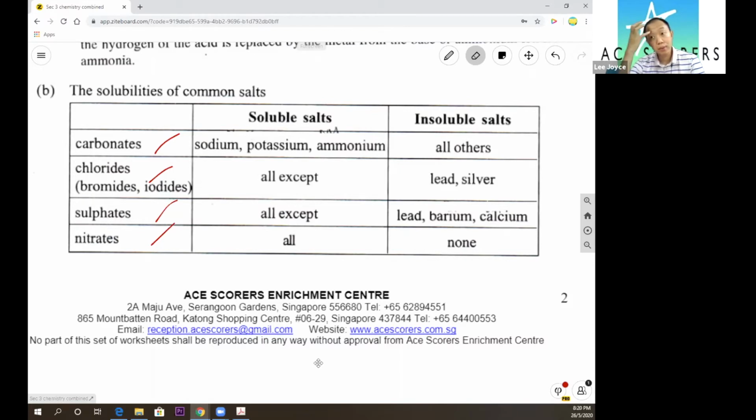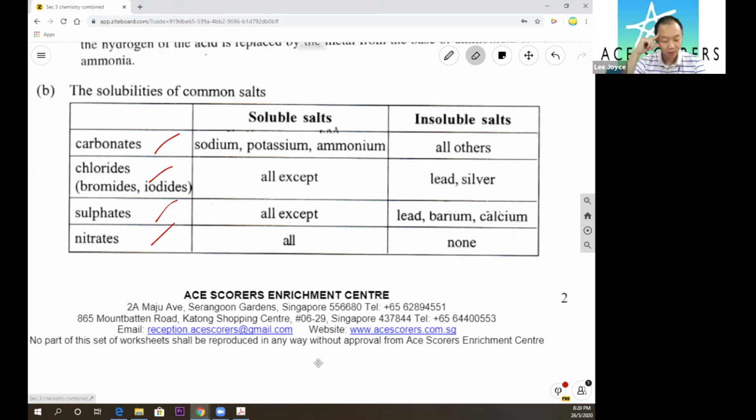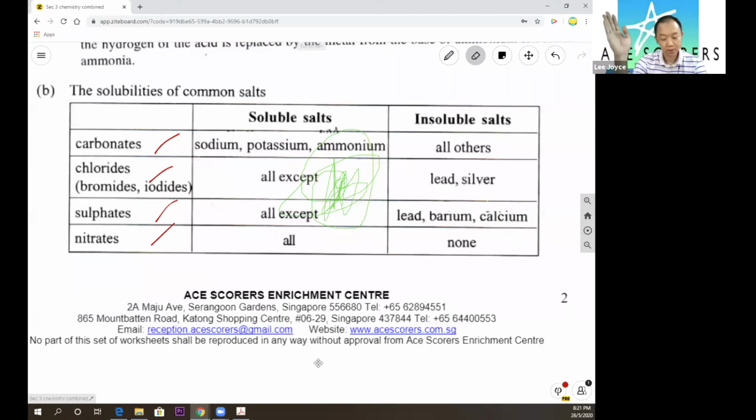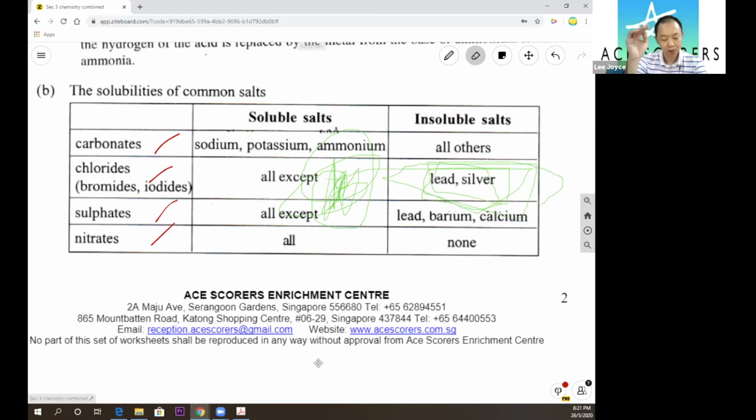I got a way to memorize this. You want to hear my way? Mr. Tang, what is all acid? Oh, it means all chlorides are soluble except for lead and silver. You read from left to right. Let's say carbonate: sodium, potassium, and ammonium carbonates are soluble. The rest are all insoluble except for those.